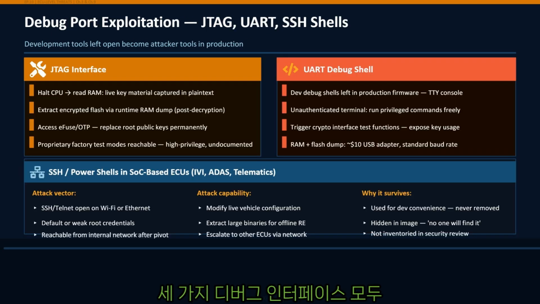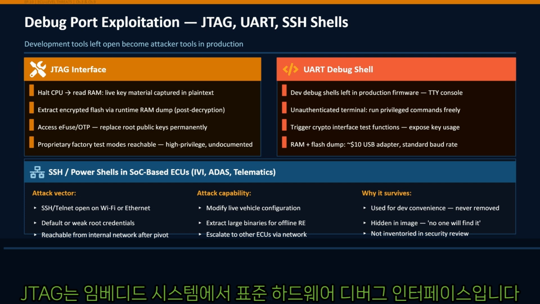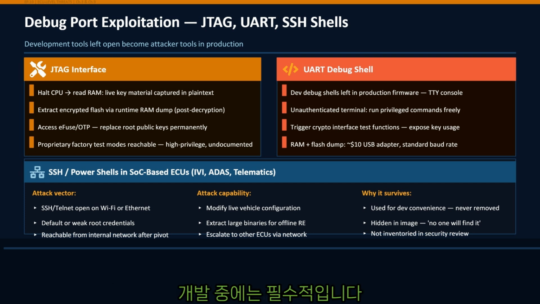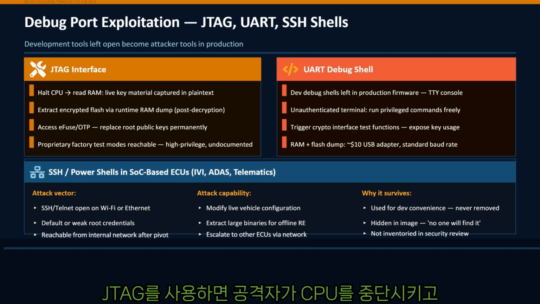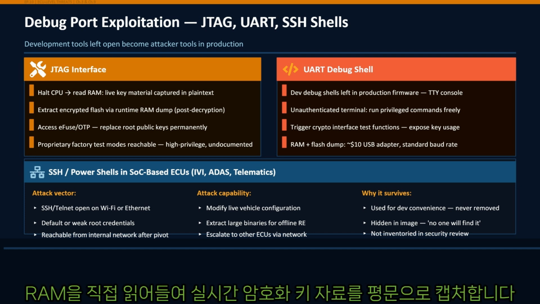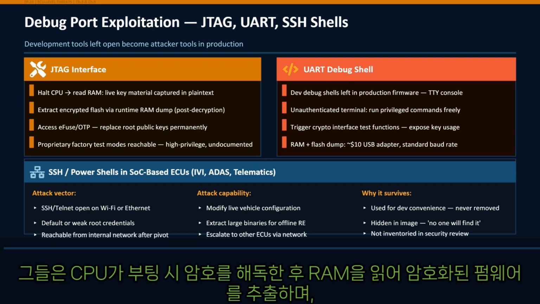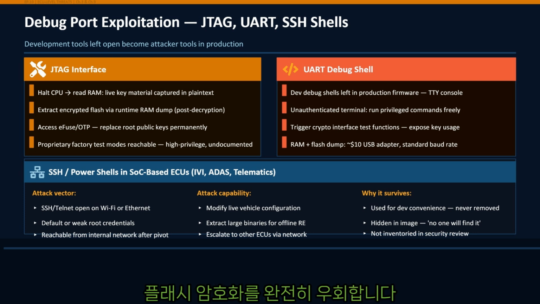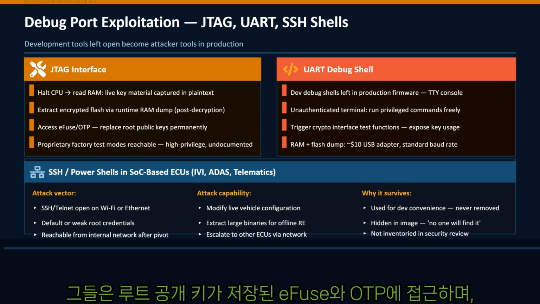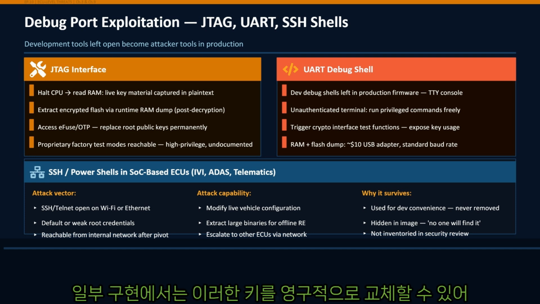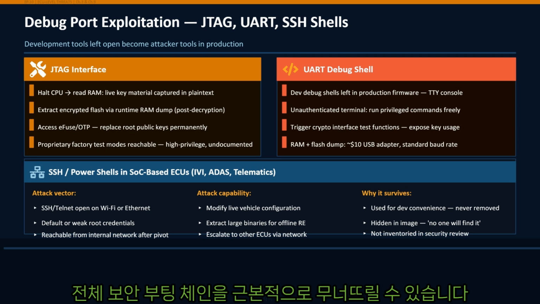3 debug interfaces, all devastating when left active in production. JTAG is the standard hardware debug interface in embedded systems. In development, it is essential. In production, it is a vulnerability. With JTAG, an attacker halts the CPU and reads RAM directly, capturing live cryptographic key material in plain text. They extract encrypted firmware by reading RAM after the CPU decrypts it at boot, bypassing the flash encryption entirely. They access eFuse and OTP, where root public keys are stored, and in some implementations can permanently replace those keys, collapsing the entire secure boot chain from its foundation.